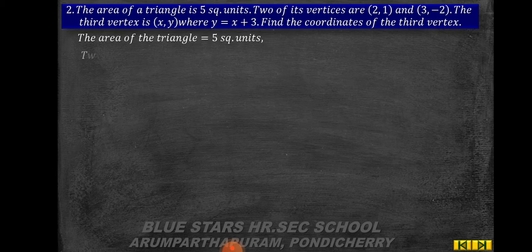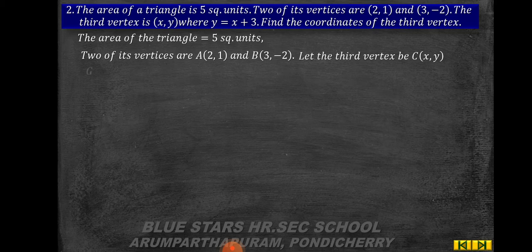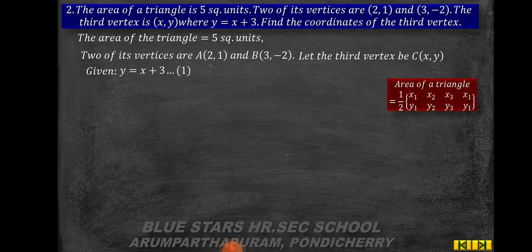Solution. The area of the triangle is given, which is equal to 5 square units. So two of its vertices are A of (2, 1) and B of (3, -2). Let the third vertex be unknown, so let it be (x, y). So let the third vertex be C of (x, y), given y is equal to x plus 3, which is your equation number 1. We know the formula.